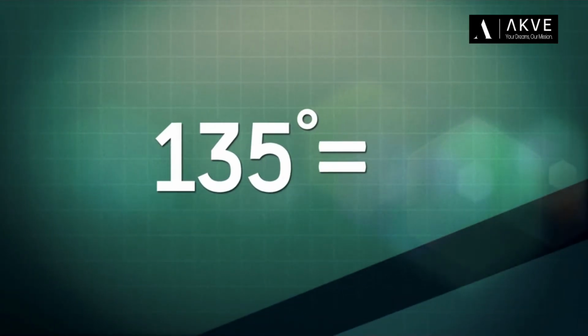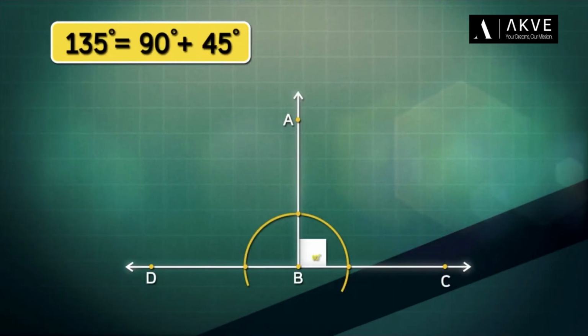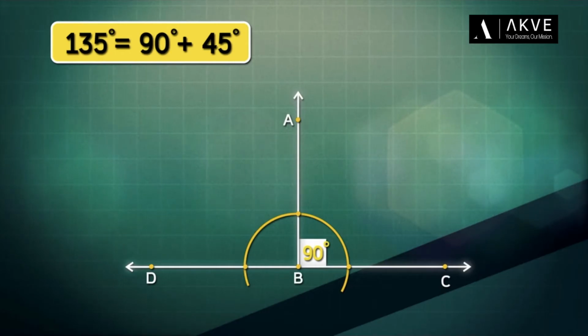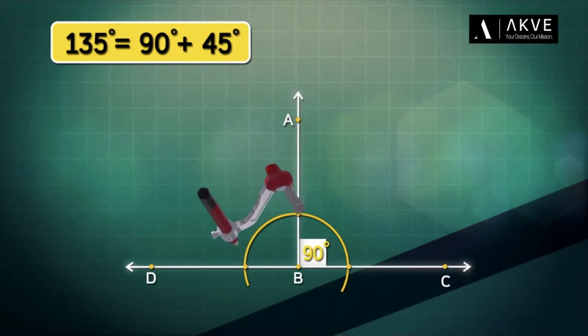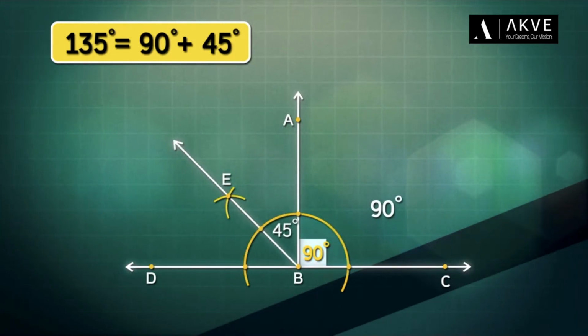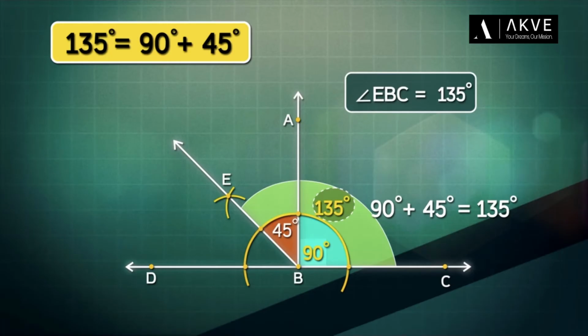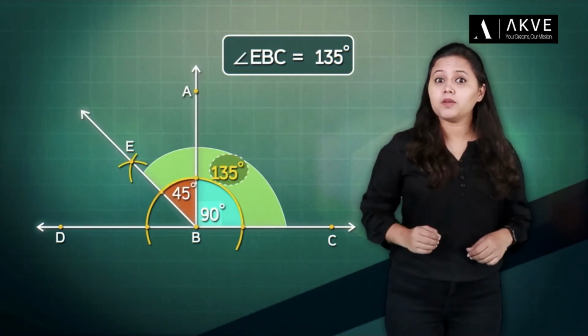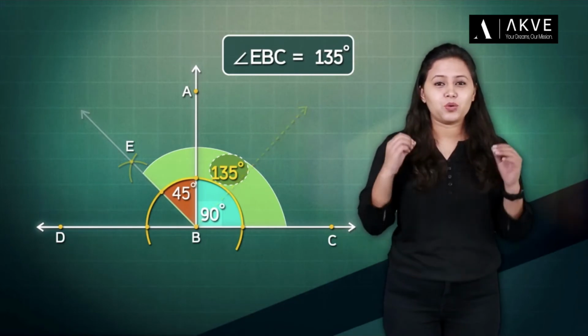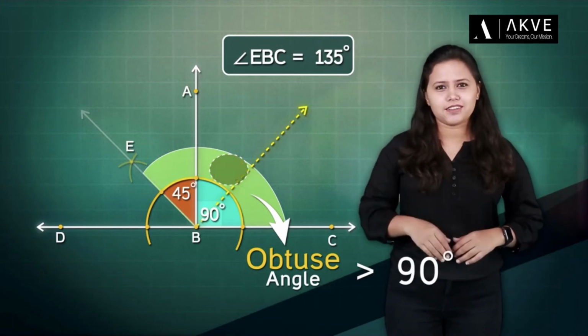Great! Now let's come to 135 degrees and see how we get it. 135 degrees is simply the sum of 90 degrees and 45 degrees. So first, we will construct a 90 degree angle. Then, to get a 45 degree angle, we will bisect the other 90 degree angle. So, 90 degrees plus 45 degrees is 135 degrees, which is the required angle. But you may wonder, why didn't you bisect the first 90 degree angle? Well, 135 degrees is an obtuse angle, so it should be greater than 90 degrees.